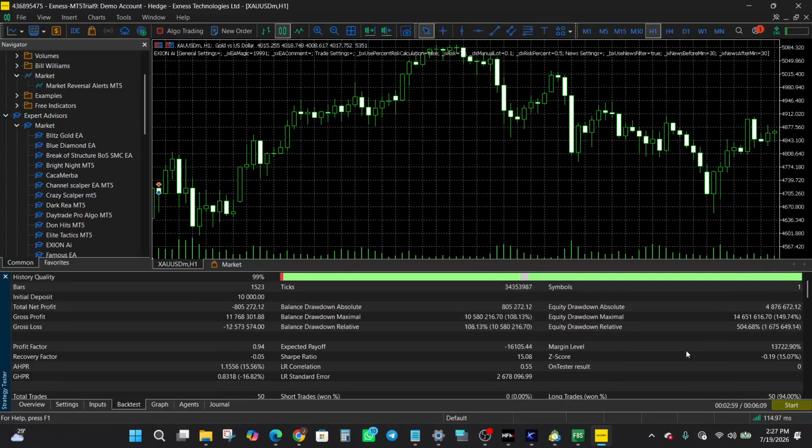Now, the balance drawdown reached over 108%, and the equity drawdown reached nearly 150%. Both figures only make sense in a backtesting environment, since a real account would have been stopped out by margin requirements long before reaching this point. So this points to the position sizing in this configuration scaling up dramatically as the test progressed, likely tied to how lot size was calculated relative to account growth, resulting in a single trade eventually carrying enormous exposure.